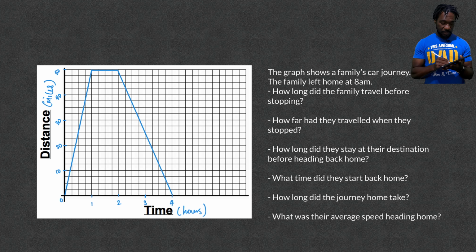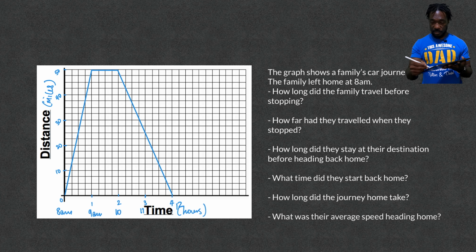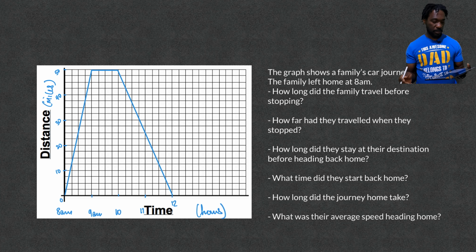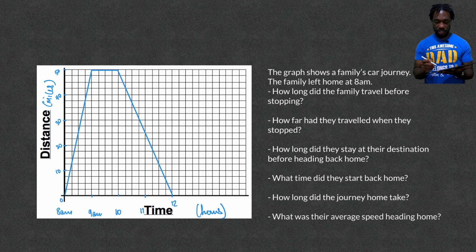If the family leaves home at 8 a.m., then this means that it's 9 a.m. here, 10 o'clock, 11 o'clock, 12 o'clock there. So I'm just going to leave that as 12 o'clock. So I'm going to remove these hours so that it's not in my way, and I'm going to remove these timings here as well to make life a little bit simpler. So I'm going to put my 12 o'clock there. So this is time in hours, so I know what's going on. All right, so let's go back to the question.